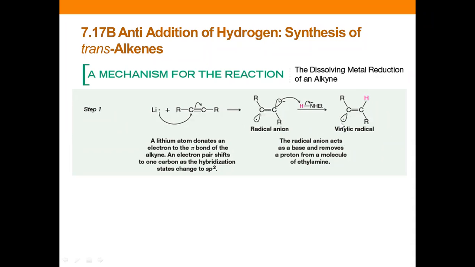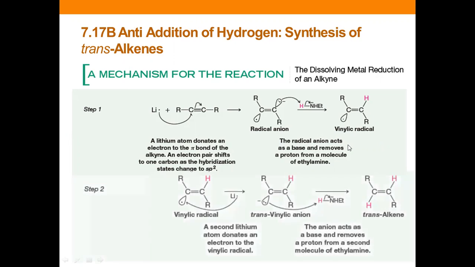Once you produce this vinylic radical, since you have your carbon double bond carbon and a dot, we call that a radical. Whenever you have an unpaired electron, we call that a radical. Once you produce your vinylic radical, your lithium, again with an electron, will donate its 1 electron to your vinylic radical to produce a carbon with 2 electrons.